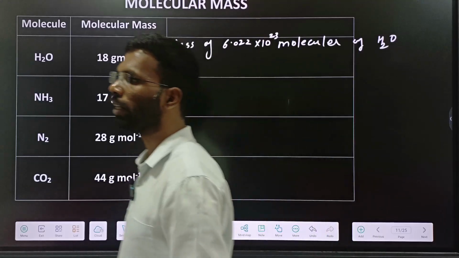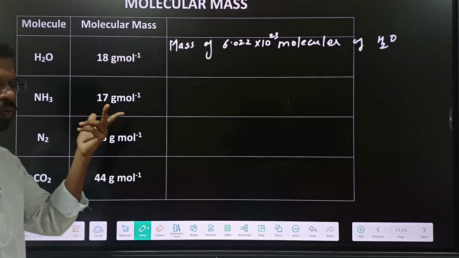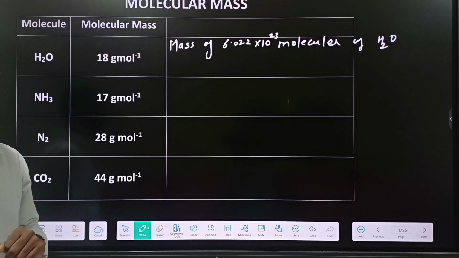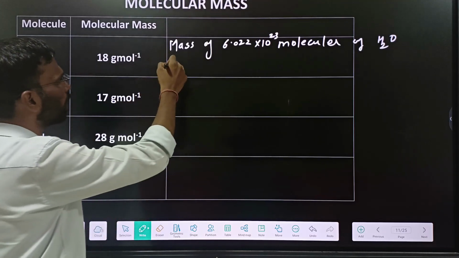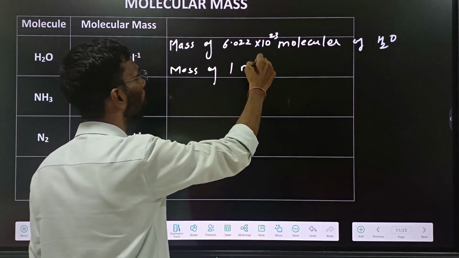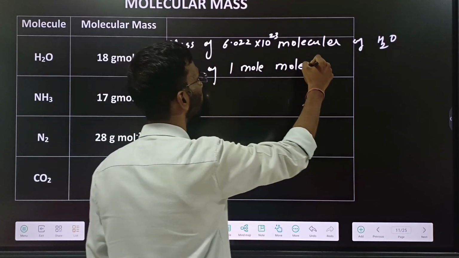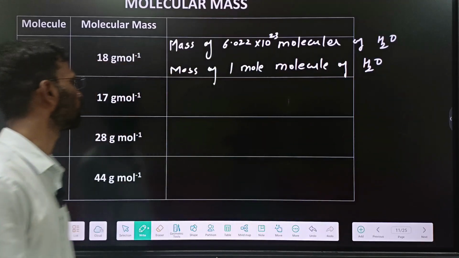Ammonia has 17 grams per mole. Means it is nitrogen 14 and 3 hydrogen, that way it is 17. Hope you know how to calculate this. This is very simple. Or I can write over here, this is a mass of 1 mole molecule of H2O. Try understanding this.